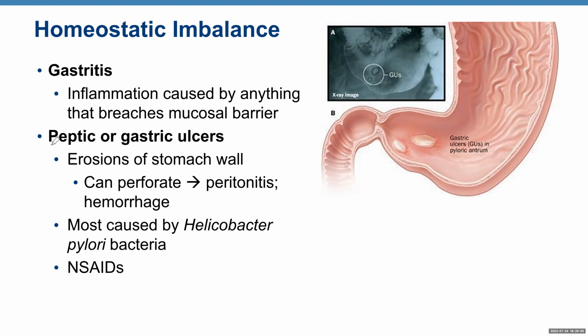Most of these peptic or gastric ulcers are caused by a bacteria called Helicobacter pylori. And this bacteria is found in the pylorus of the stomach. So remember, the stomach has several parts. The middle part is the body, and the last part of the stomach is called the pylorus. So Helicobacter pylori is a pathogenic bacteria that resides in the pylorus.